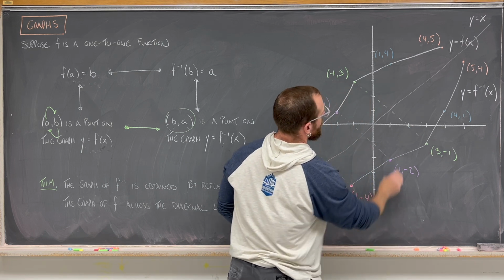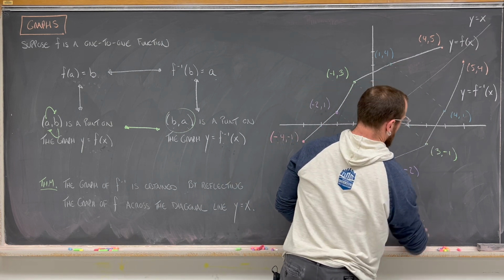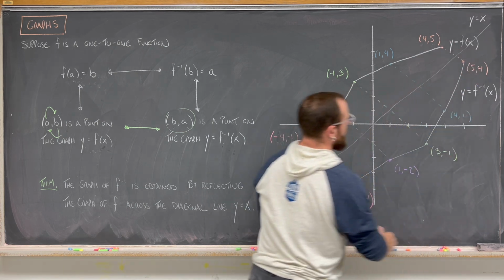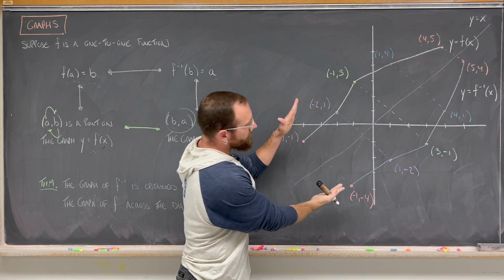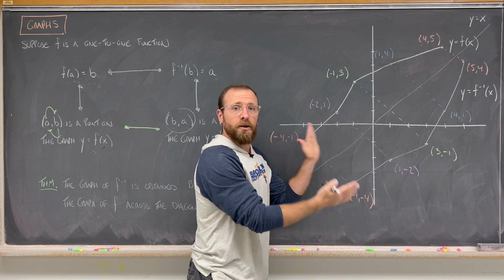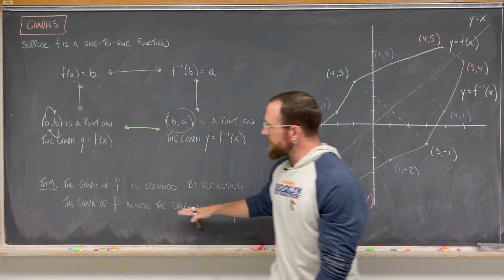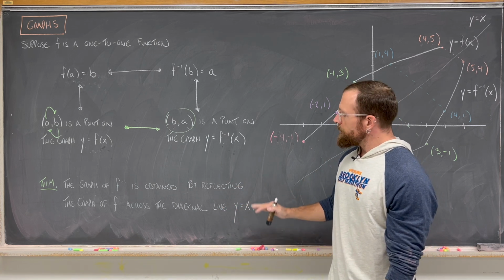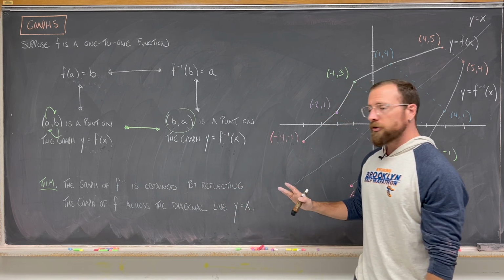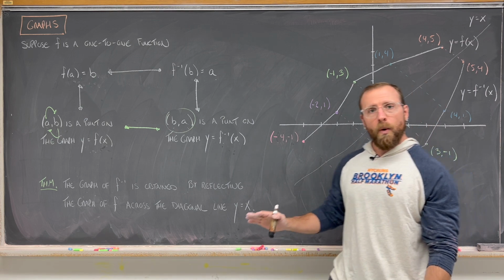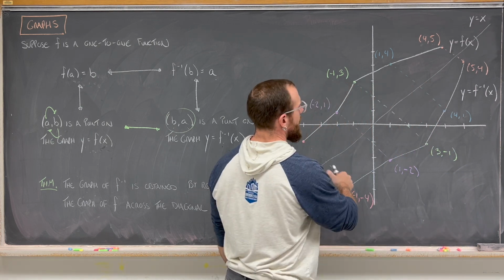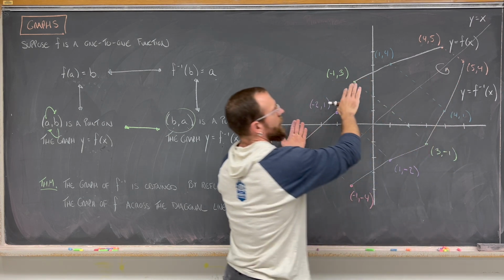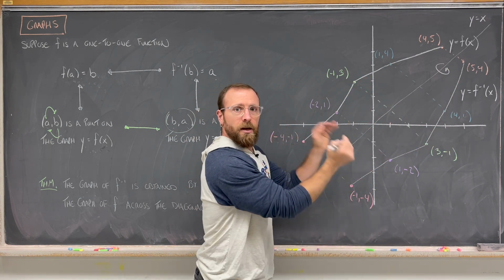And I was doing it one point at a time, but the entire graph of f inverse is obtained by taking the graph of f and reflecting the entire graph across this line. And that's what this theorem over here says. It says that the graph of f inverse is obtained by reflecting the graph of f across this diagonal line, y equals x. So we're just reflecting this graph across this line. We are rotating it across this line.